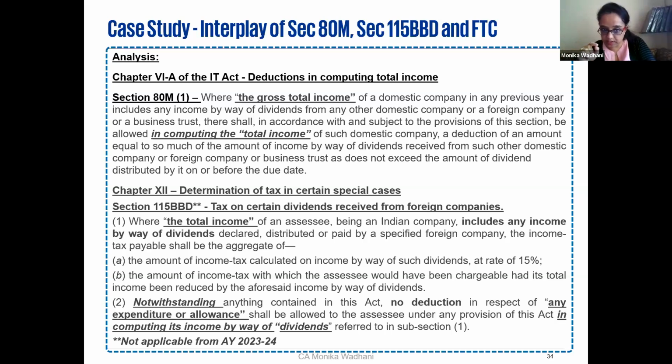So this subsection says that you don't have to consider those kind of expenditure. Does it ever say that you don't have to consider deduction under section 80M? To my mind, the answer would be no, because first of all, is 80M an expenditure? No, it is not an expenditure. It is a deduction under Chapter 6A.